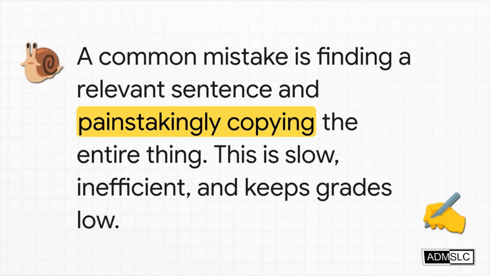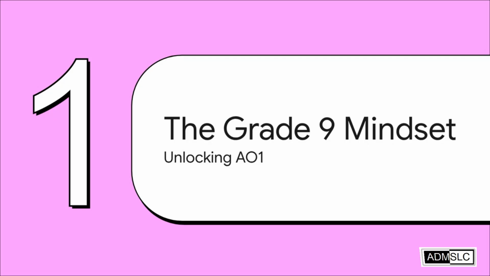So what do a lot of students do? Well, the grade 3 approach is to slowly read through, find a sentence that looks about right, and then just copy the whole thing out, word for word. It's slow, it's clunky, and honestly, it's what keeps people stuck in the lower grades. So let's completely flip that on its head. Let's start thinking with a grade 9 mindset.